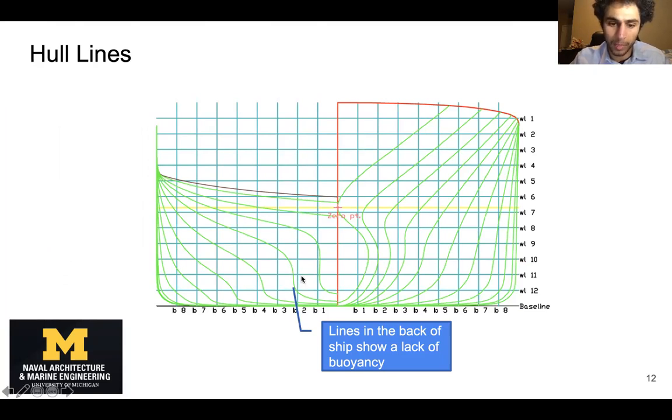So basically this is showing the back and the front, and you can see that in the back these lines are very fair, which means that they're not taking up a lot of volume, and so as a result you can't have as much weight there. So I wasn't considering this, and it was another design failure.